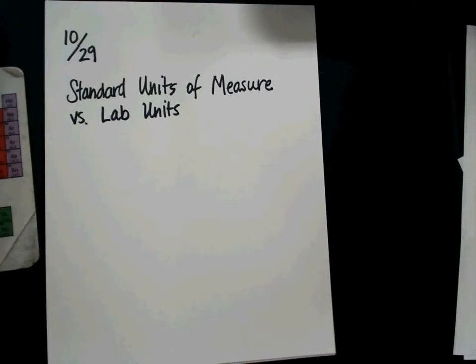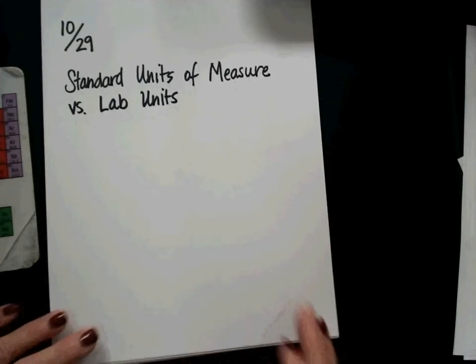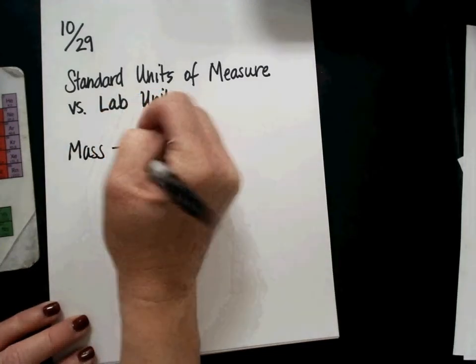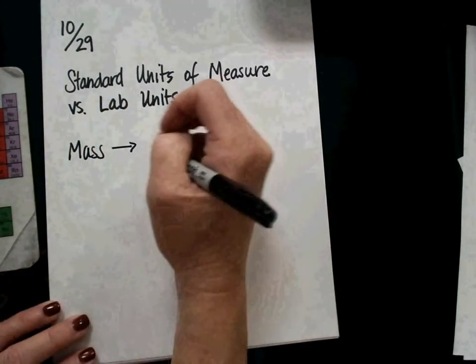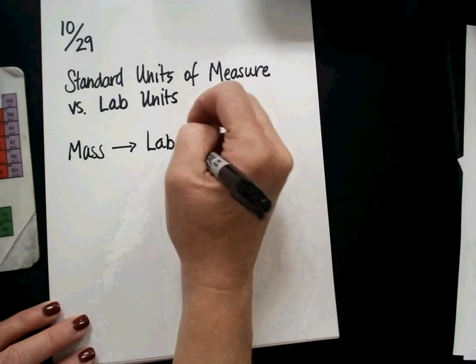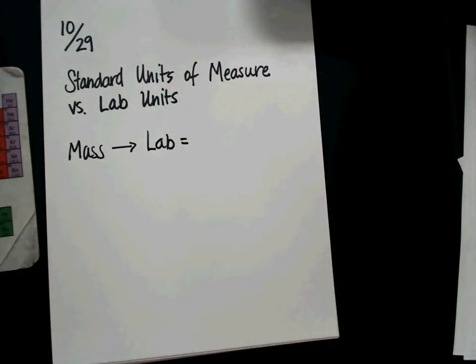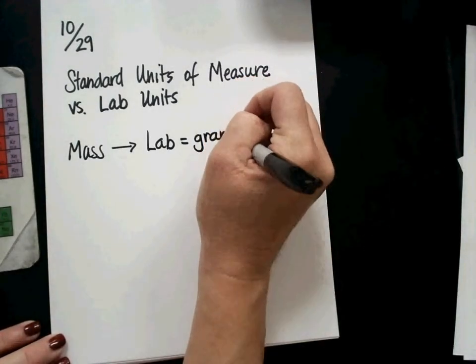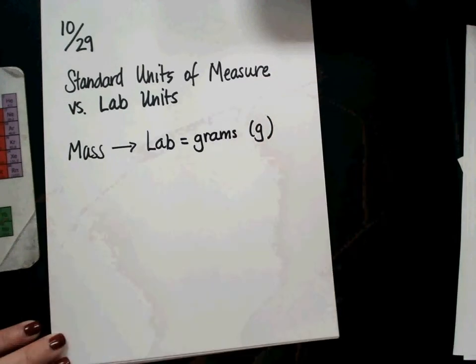Okay, here we go. So let's talk about standard units versus what you've been using in lab so it doesn't confuse you. I'm just going to hit the big ones. When we talk about mass, when we're in the lab, when you put something on that scale, what's it reading in? Grams. So when we're in lab, our standard unit is grams, or what we use is grams.